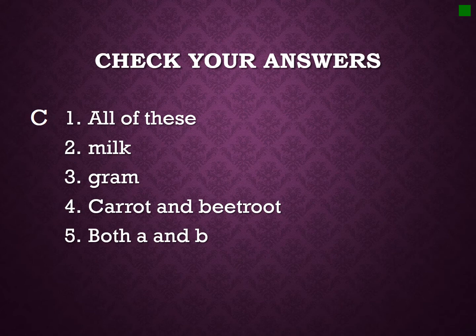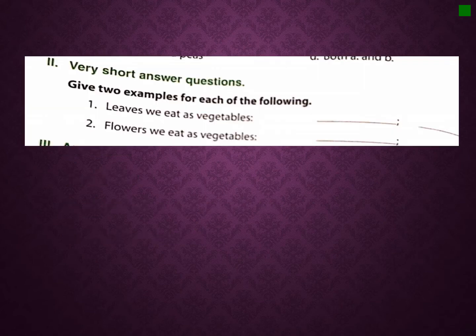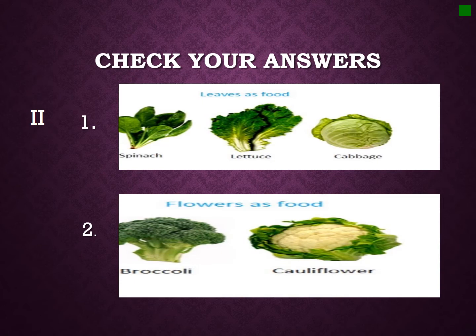So here you can check your answers. Write very short answers. Give 2 examples for each of the following. Leaves we eat as vegetables. Flowers we eat as vegetables. So here you can check your answers.